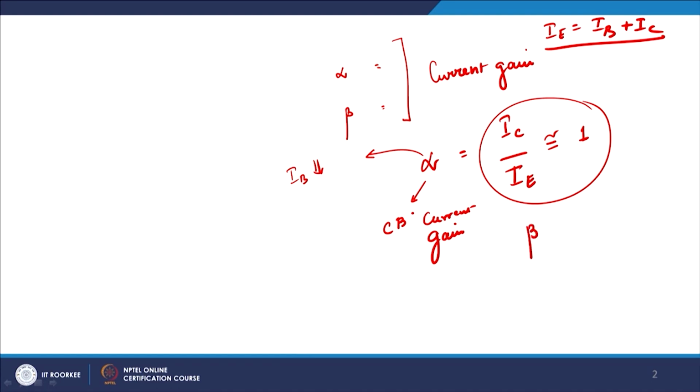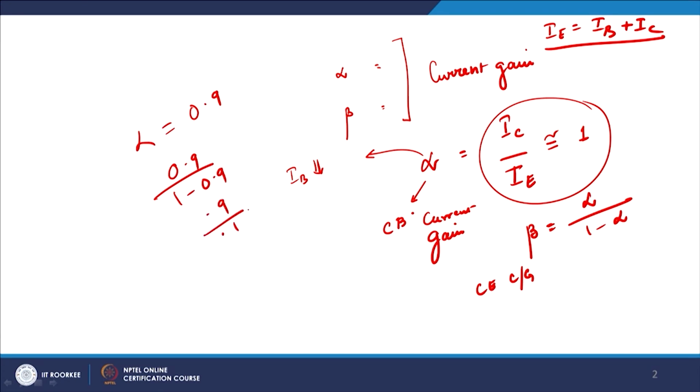Typically beta is known as the common emitter current gain and is given as alpha upon 1 minus alpha, right. So, this is what we get as beta here. If you take alpha to be equal to 0.9, approximately, then I get 0.9 by 1 minus 0.9. So, 0.9 by 0.1, I get approximately 9, right. Is this clear conceptually? So, this is beta, which you see as the common emitter current gain.